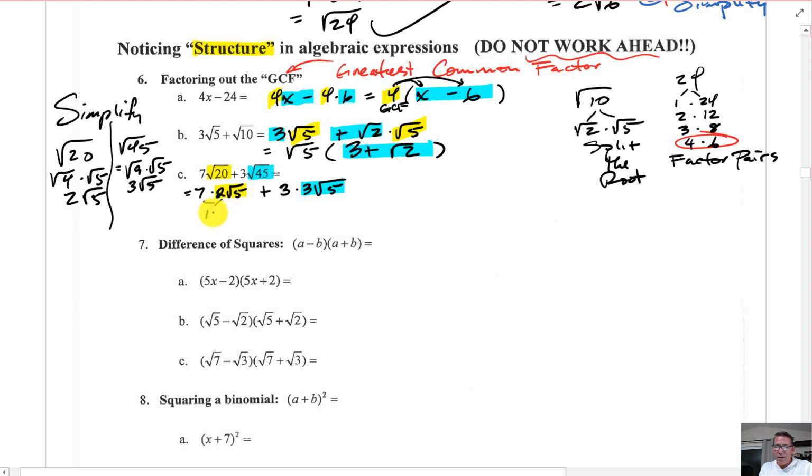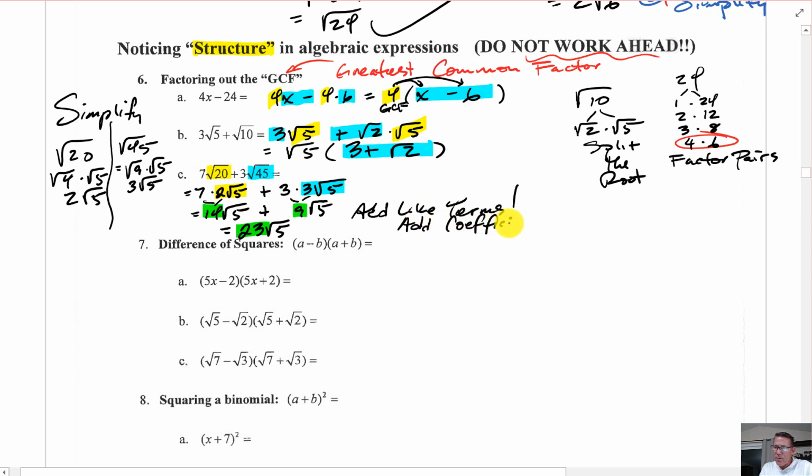So 2 times 7 is obviously 14, so you get 14 rad 5 plus 9 rad 5. And if you add 14 and 9, you have to add the coefficients. 14 and 9 gives you 23, right? So you get 23 root 5. So you add like terms. You add the coefficients. All you do is add coefficients.